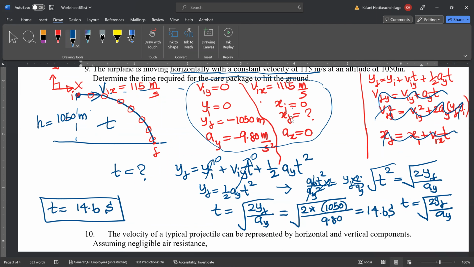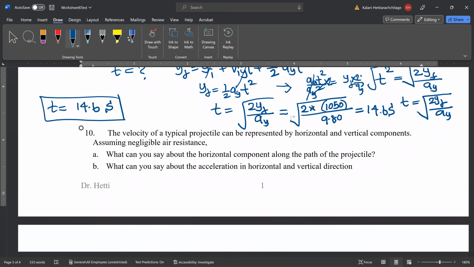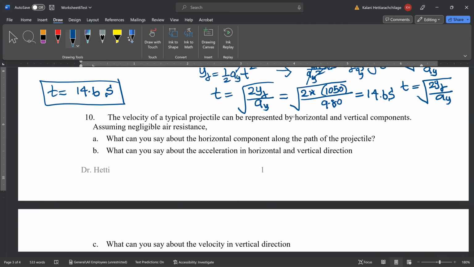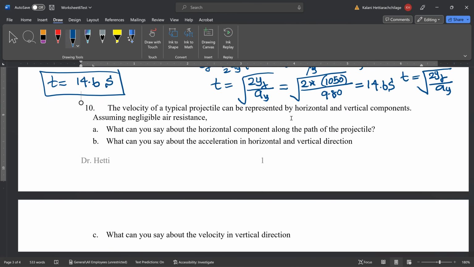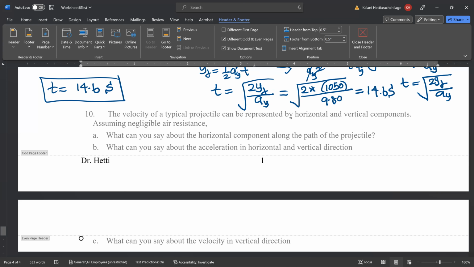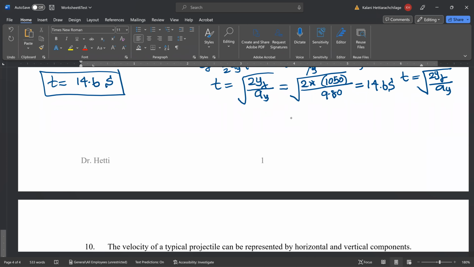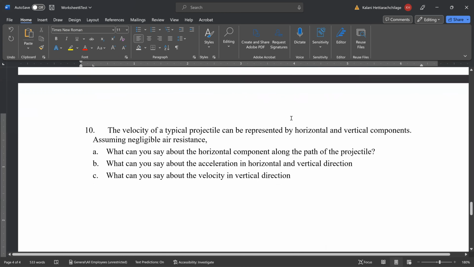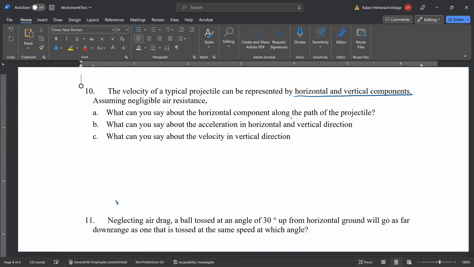Okay, so let's move into question number 10, and we have actually 3 more questions. The velocity of the typical projectile: this is actually a simple understanding of the conceptual things that we discuss about projectile motion. I have 3 parts in there. The velocity of the typical projectile can be represented by horizontal and vertical components.